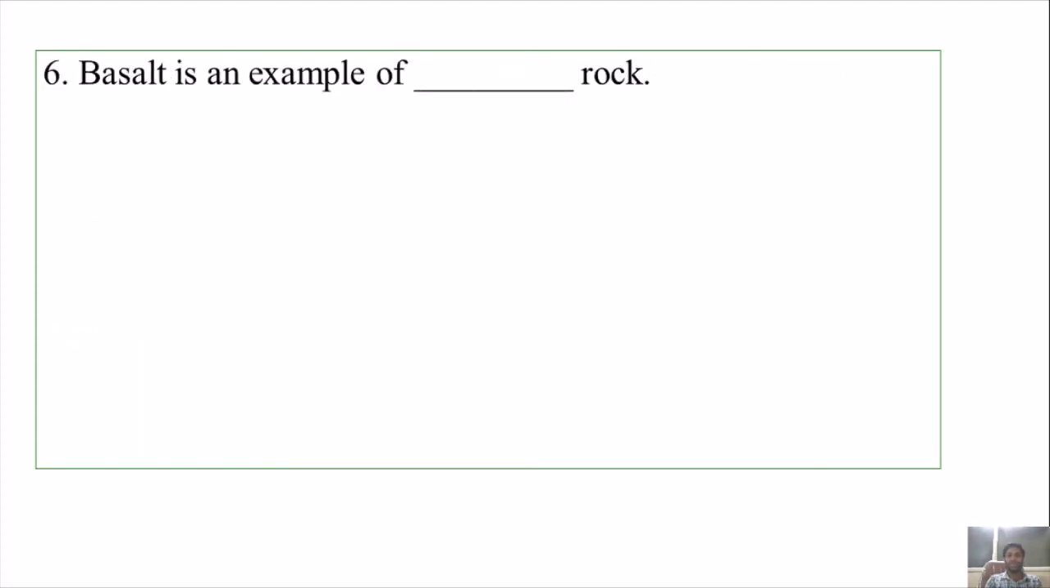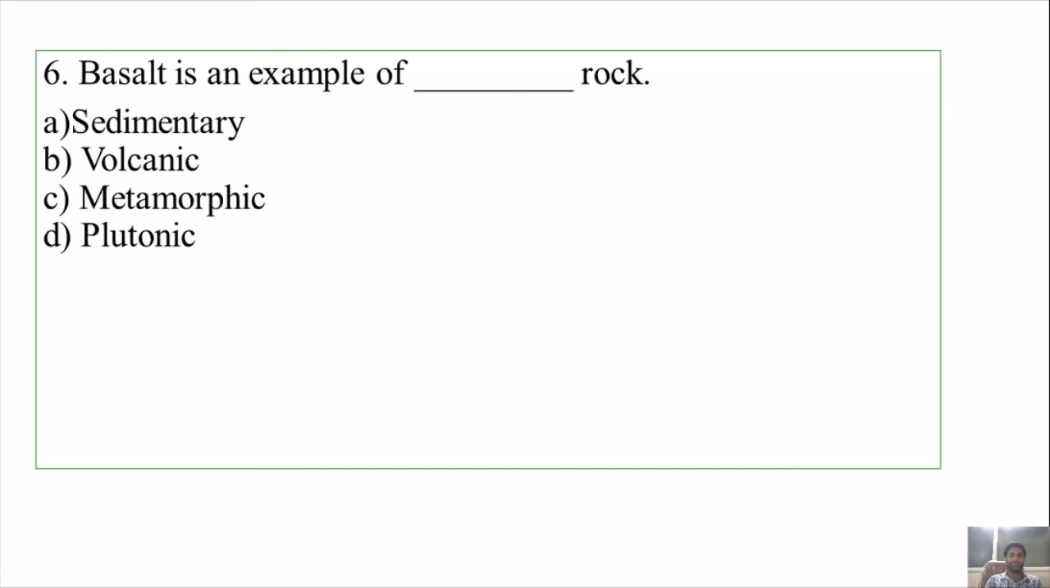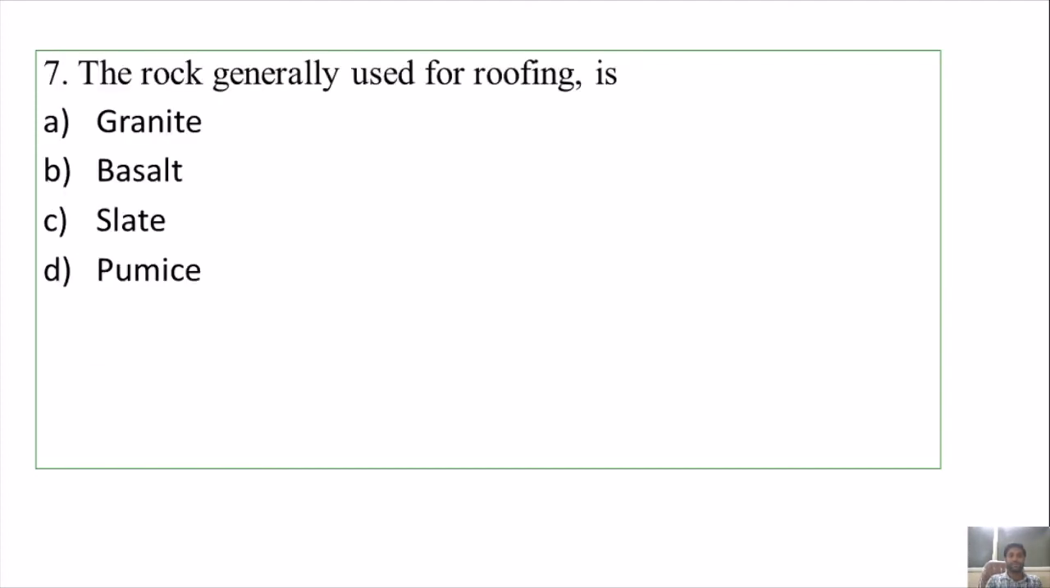Basalt is an example of dash rock: sedimentary, volcanic, metamorphic, plutonic. Basalt is a primary rock, so it comes under volcanic rocks. The rocks generally used for roofing are granite, basalt, slate, pumice. The answer is C, because slate can be formed into different thicknesses, with low thickness and more width and length.